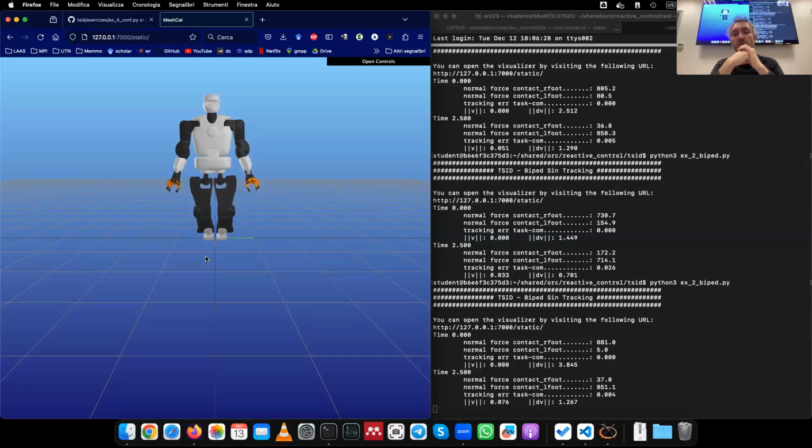I think it's going to improve a little bit, but maybe not as much as increasing the weight.